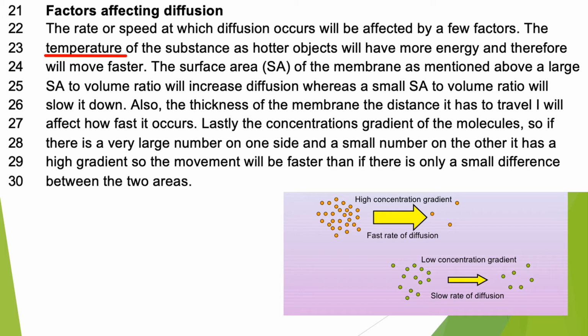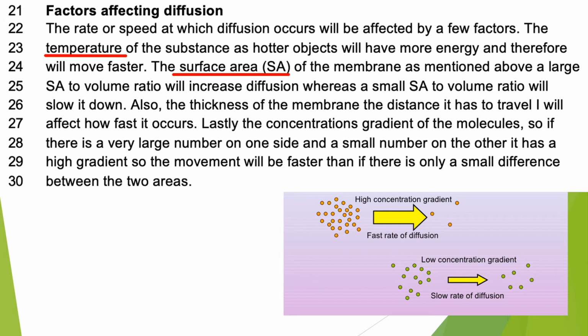Okay, let's move on. The surface area, which we can abbreviate to SA, the surface area of the membrane. As mentioned above, a large surface area to volume ratio will increase diffusion, whereas a small surface area to volume ratio will slow it down. So the best way I can explain this is if you have a room, okay, 4 walls, and you have a door on each wall, okay? That means you have 4 ways to go in and out of the room. Same with other people. They can enter the room in 4 different ways.